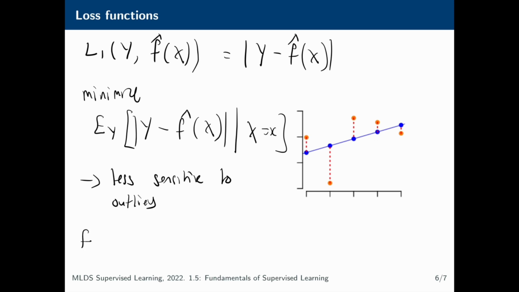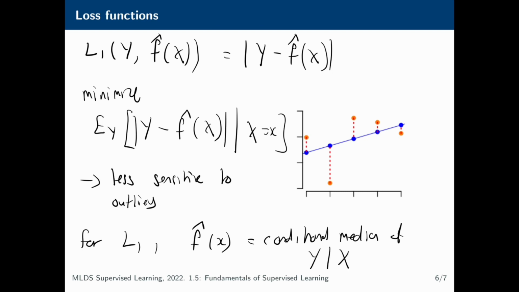And for this loss function, we end up with another nice property that f hat of x is the conditional median of y, conditional on x equals little x. There's also a nice property. So for L1 we have the conditional median, and for L2 we have the conditional mean.